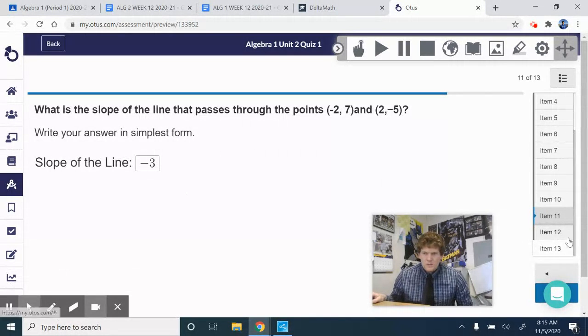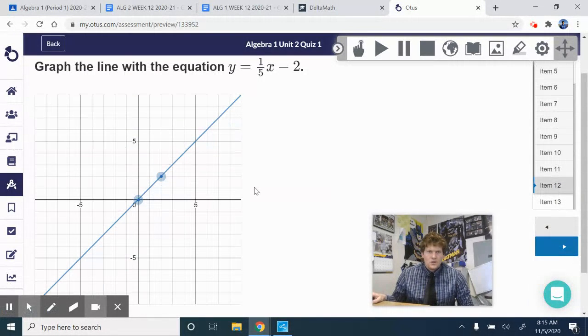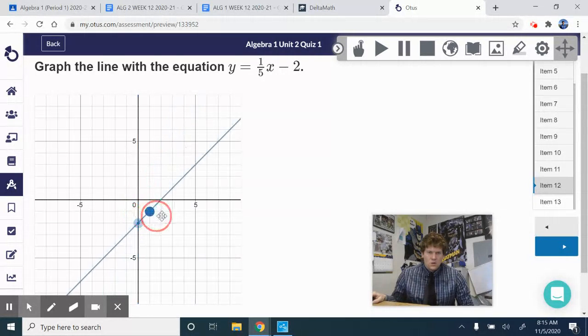Going on to our next problem, number 12. Graph the line with the equation 1/5 x minus 2. So let's use that constant minus 2 as our y-intercept. And then let's count that slope. This is 1/5, so we want to go up 1 over 5.